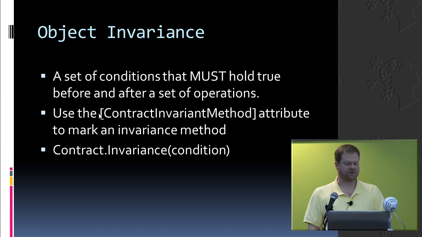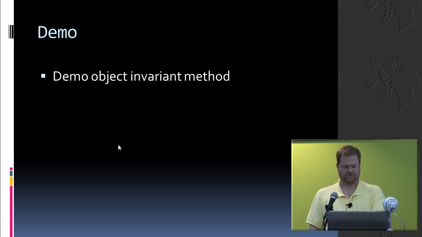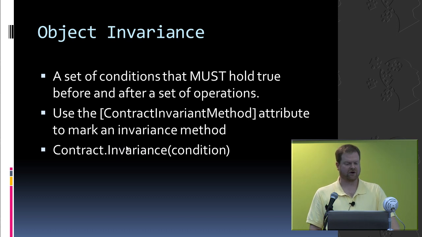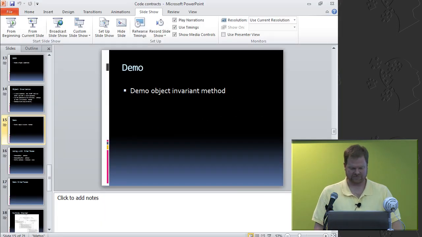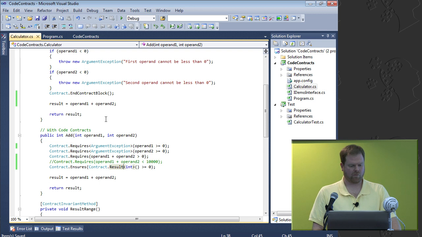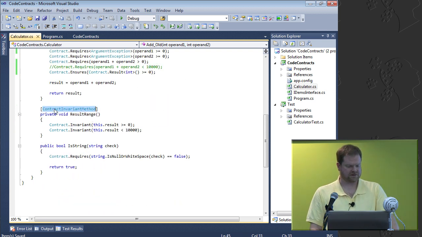And this gets into some of the attributes that can be used with code contracts, and we'd specifically be using the ContractInvariantMethod attribute. So now I'll run off and demo here. What I've done here is set up a method, using the attribute ContractInvariantMethod.